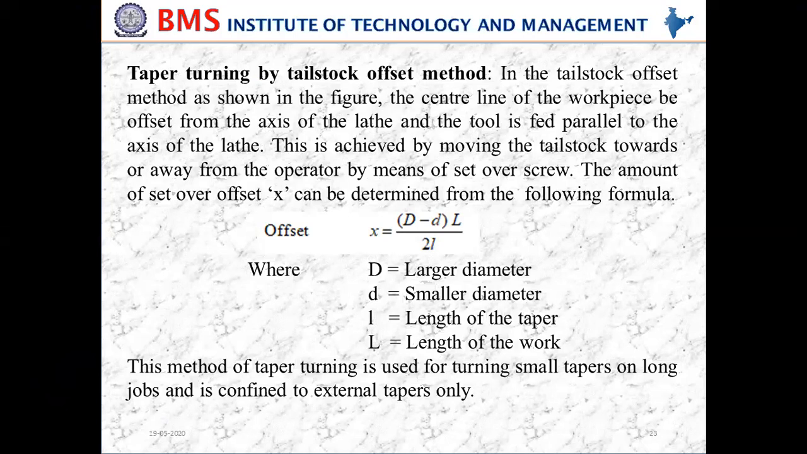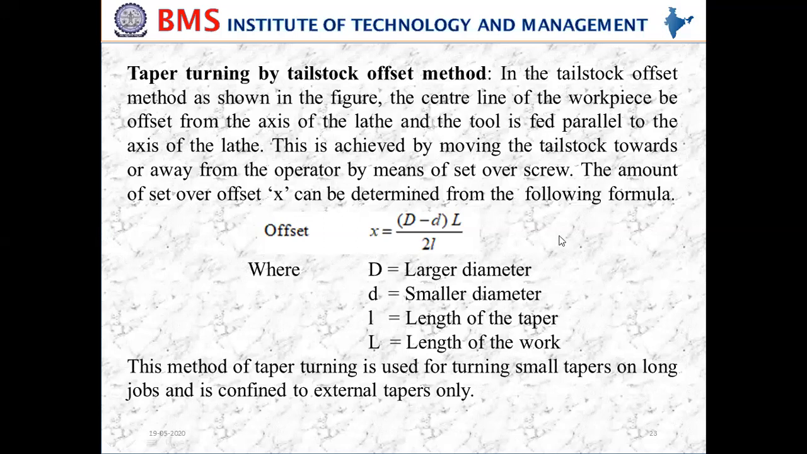This method is used for producing small tapers on long workpieces. The angle at which the axis of rotation of the workpiece is shifted depends on how much the tailstock is offset. That offset is calculated using (D minus d) by 2l into L, where capital D is the larger diameter, small d is the smaller diameter, l is the length of the taper, and capital L is the length of the workpiece. This method is used for turning small tapers.